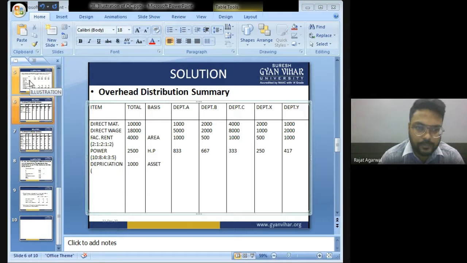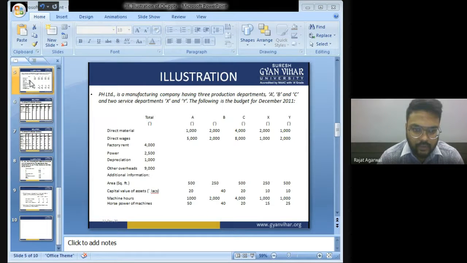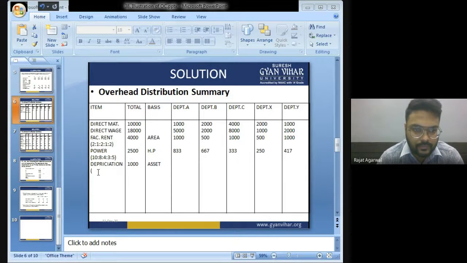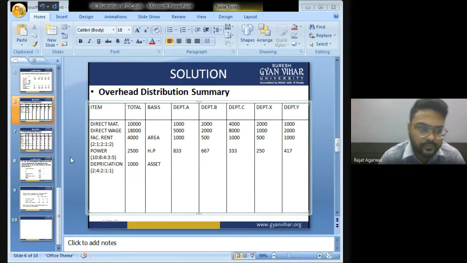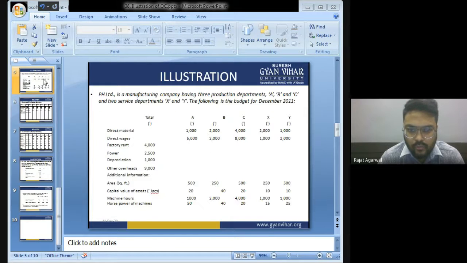What is the ratio? Ratio of asset value is 2, 4, 2, 1, 1.